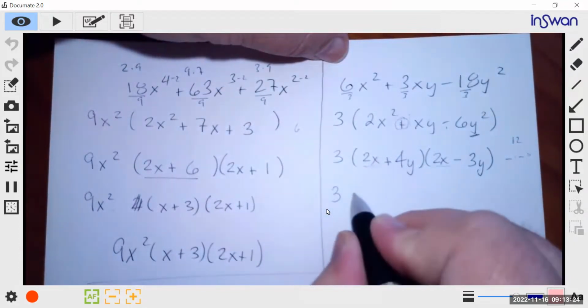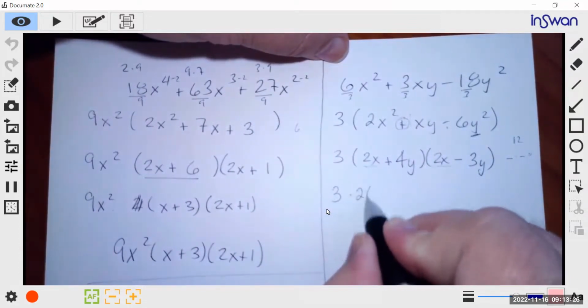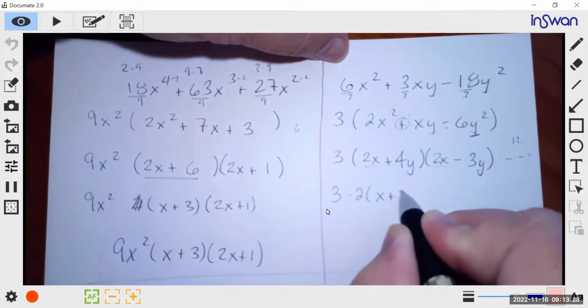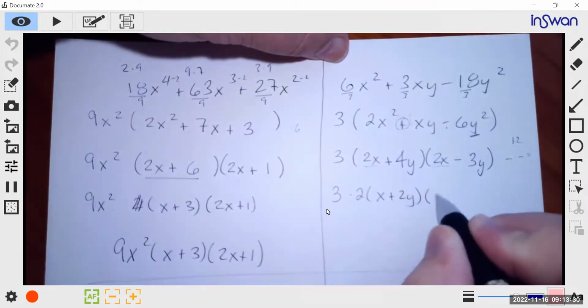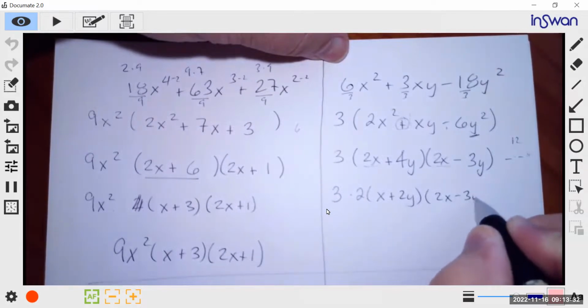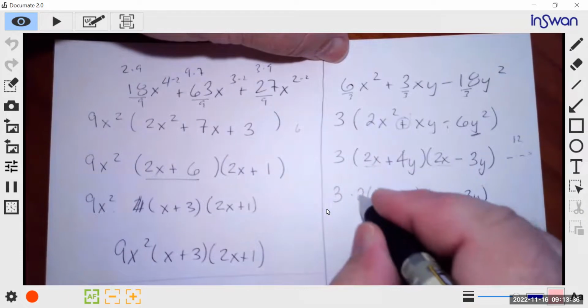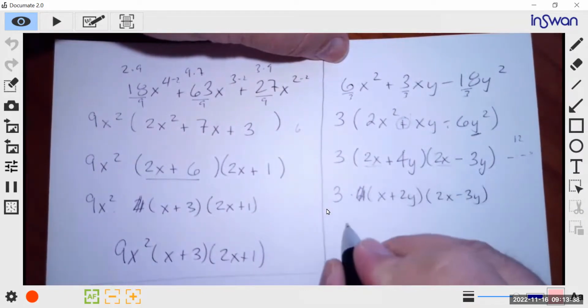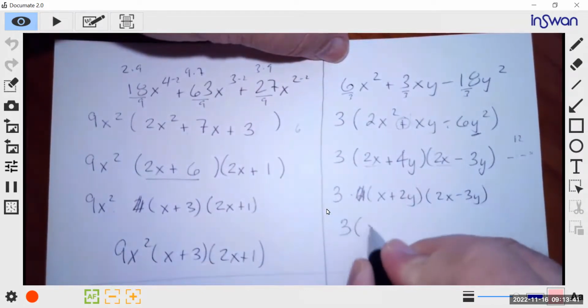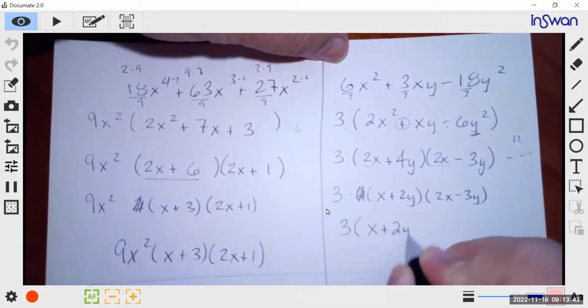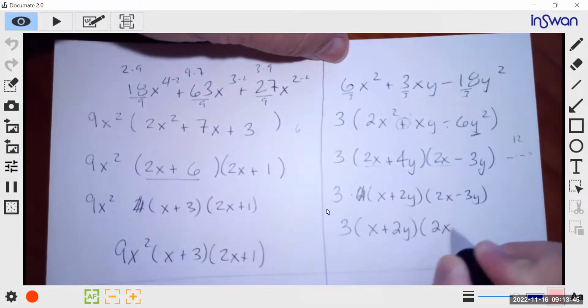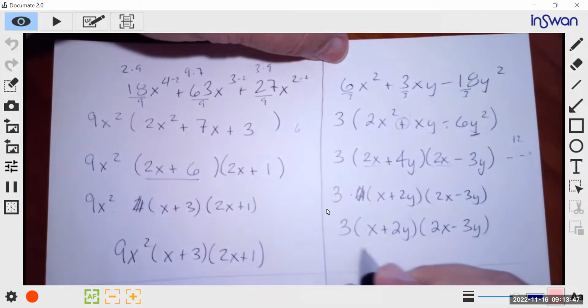What can we factor out of the first one? Using x plus 2y. Erase that. And there's your answer.